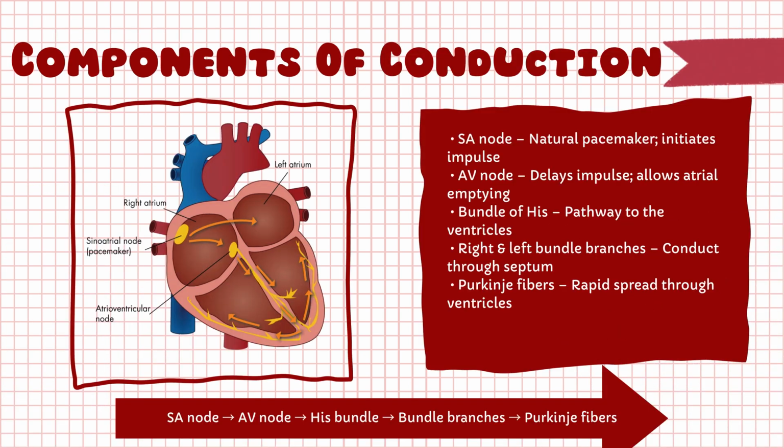The cardiac conduction system includes 5 key structures. First, the sinoatrial node, or SA node, located in the right atrium. This is the heart's natural pacemaker. It generates spontaneous electrical impulses that set the pace of the heartbeat.